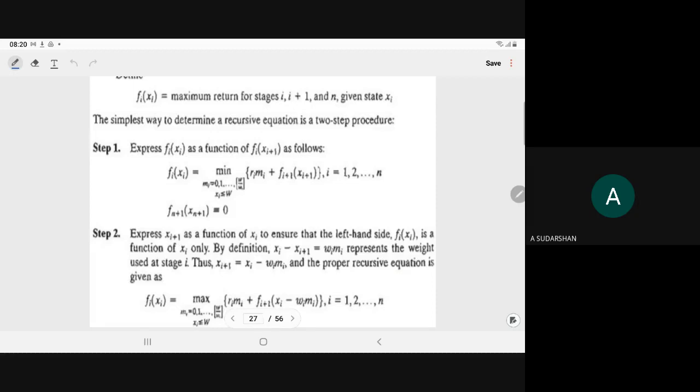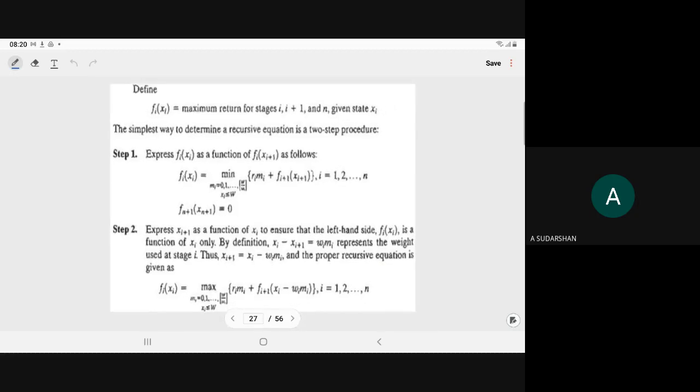So in this case, we always represent the function here. f_i means the function for each stage, the function for the ith stage. f_i represents the function for the ith stage when the state variable x_i is known to you. So f_i(x_i) represents the maximum return for stage i plus 1 through stage n, given the state x_i, meaning the remaining weight for stages i plus 1 through n.